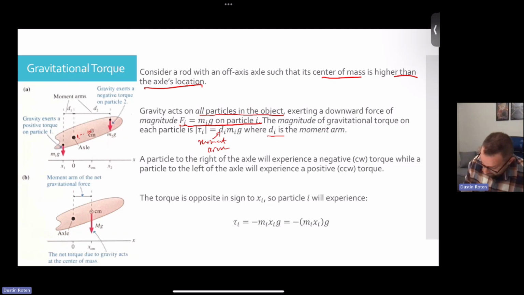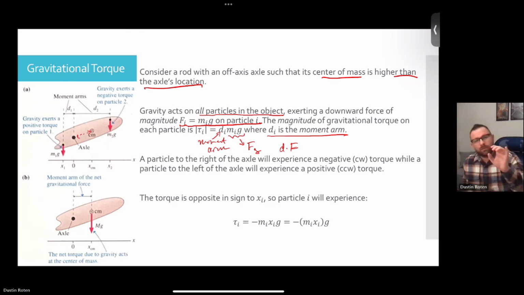I've even made sure to mention that over here. Okay, so D's the moment arm. Now the force is obviously going to be from here. This is just the force due to gravity. So we still have D times force here. Okay, moment arm times force.